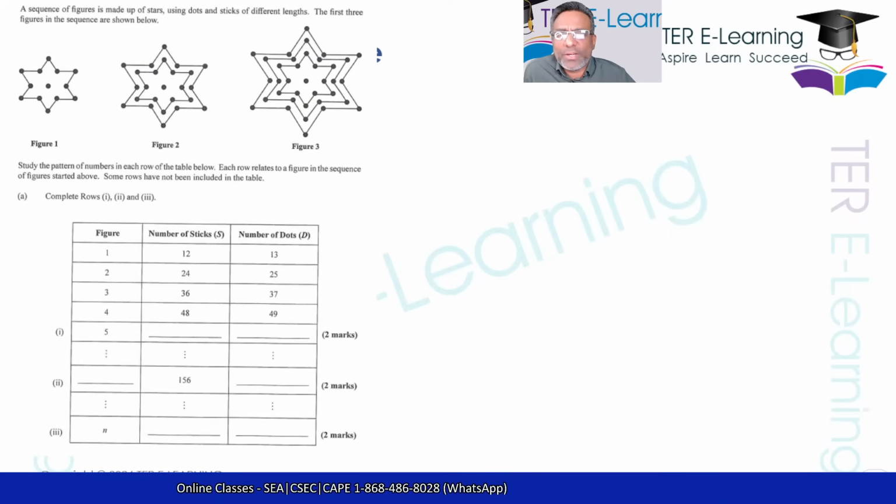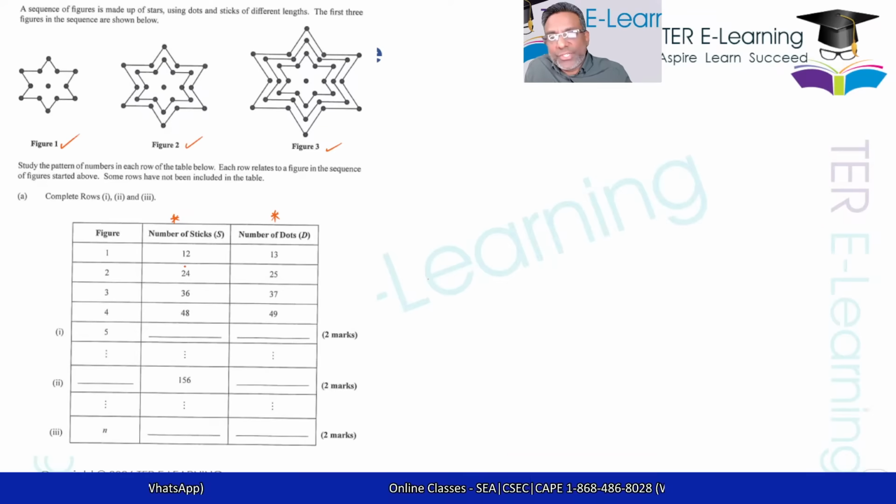But in this one, we have a sequence where the stars are getting larger and larger. We need to study the pattern in this table and then complete the table. This is typically a 6-mark or a 7-mark question. We have figure 1, figure 2, and figure 3 here. In the table, we have the number of sticks used to make the figure and the number of dots used to make the figure. So we're going to try to figure out what the pattern actually is.